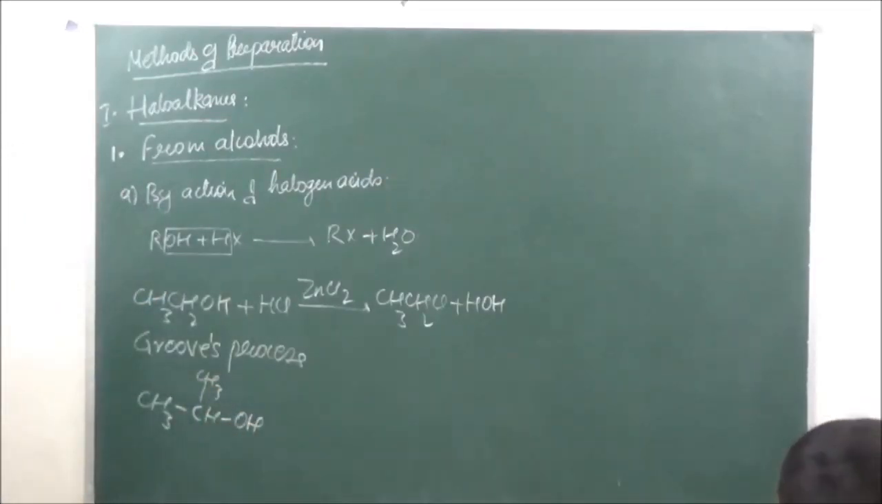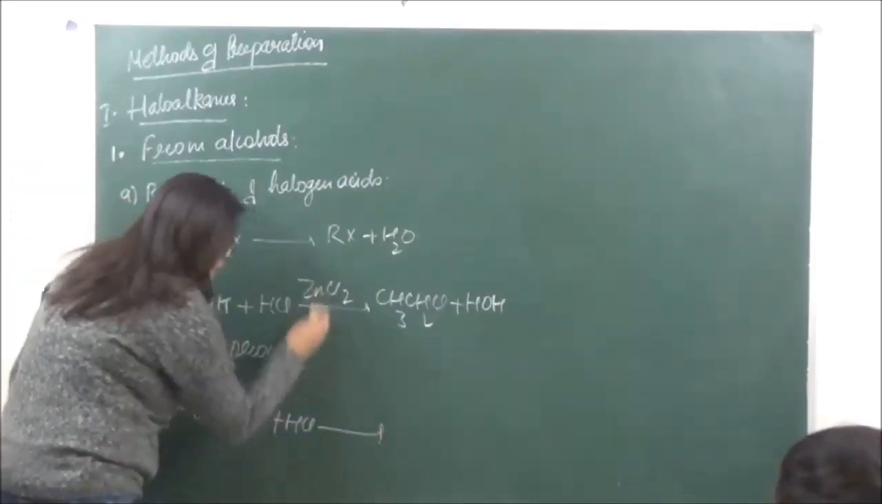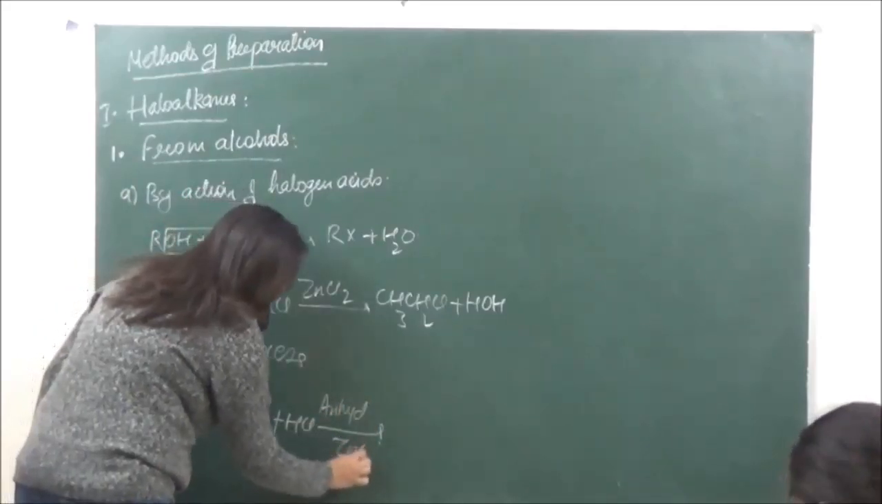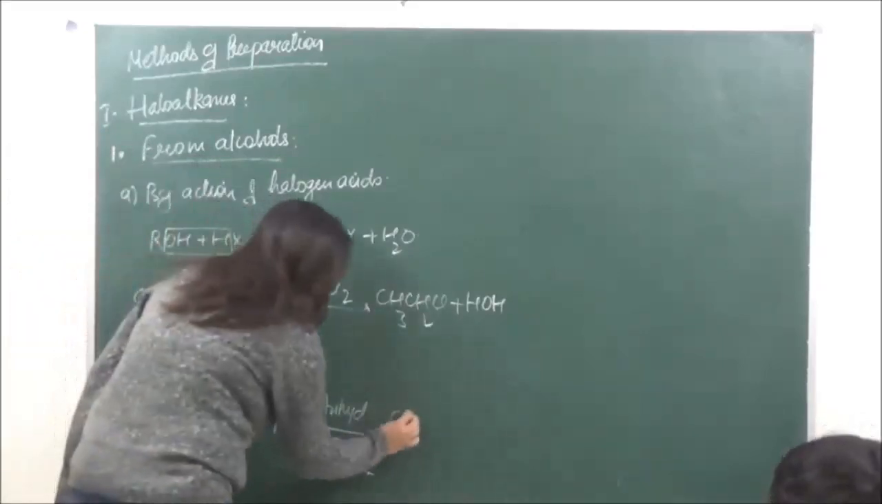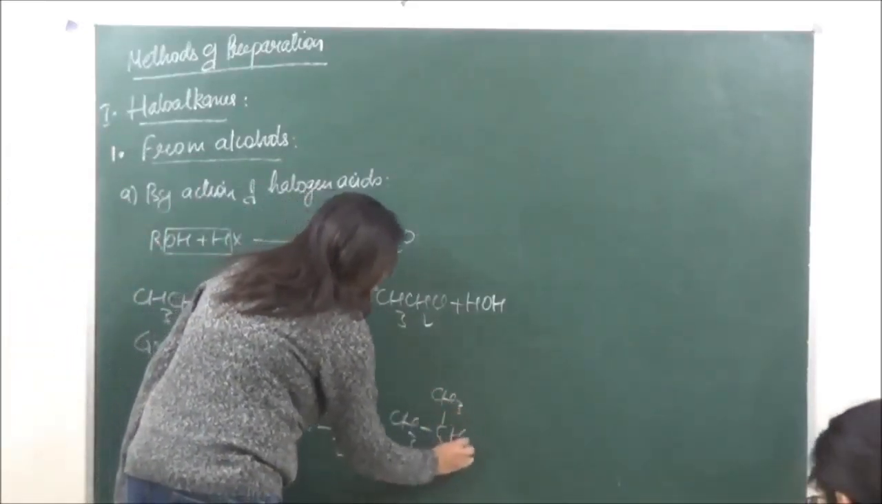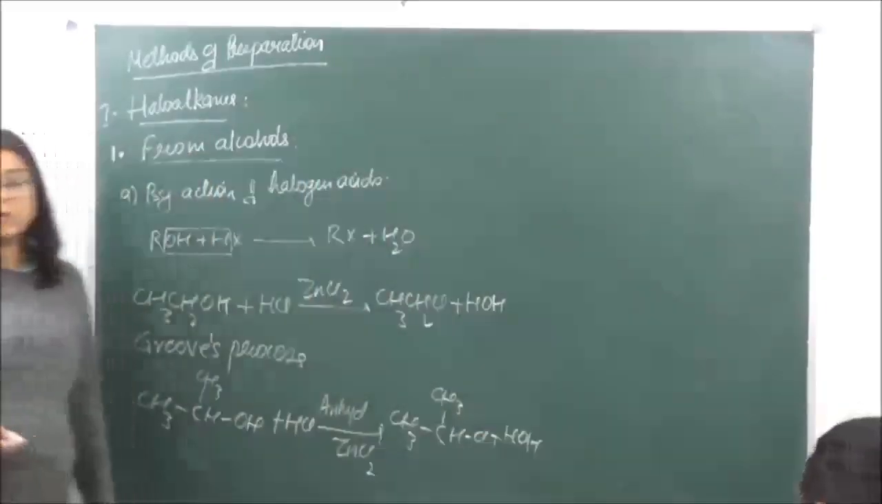Okay, now if we are taking a secondary alcohol that is going to be this, right? Again HCl, we are taking over here anhydrous ZnCl2 and this is going to give us CH3CHClCH3. So we are getting a secondary haloalkane over here.